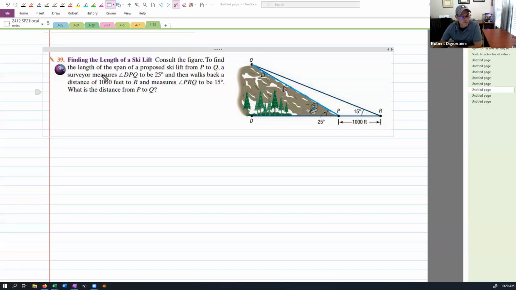A surveyor measures the angle DPQ, which is this angle right here. Sorry, not that one. That's this angle right here. That's the angle DPQ. The way that works is you start at D. You do this in a different color. Start at D, go to P, then to Q. The angle DPQ is the angle in between those.